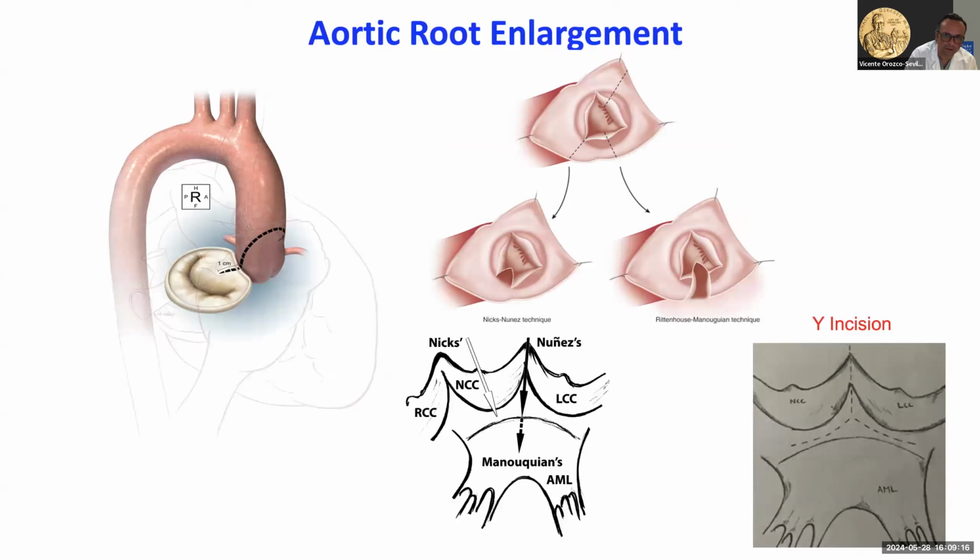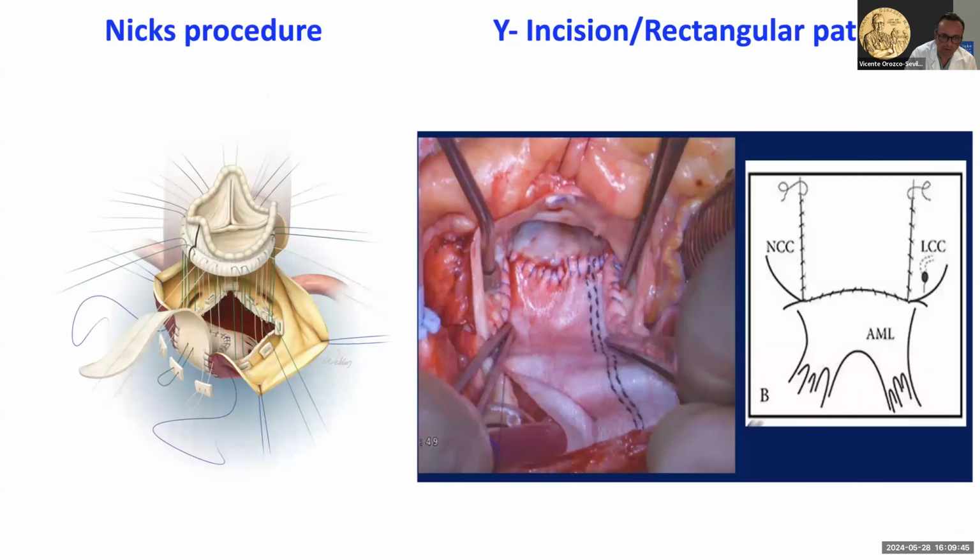These are the different types of aortic root enlargement that we have. They're divided into anterior and posterior. Some of them are more complicated than others, but the one that we favor in our group is the NICS procedure, an incision across the non-coronary sinus. There are other ones like the Ross-Konno, this anterior one, the Nunez and the Manouguian. And recently, as an update, for the last 2 years, the group at Michigan popularized what they call the Y incision, which uses a rectangular patch and apparently can increase the size of the valve that we put in by 2 to 3.